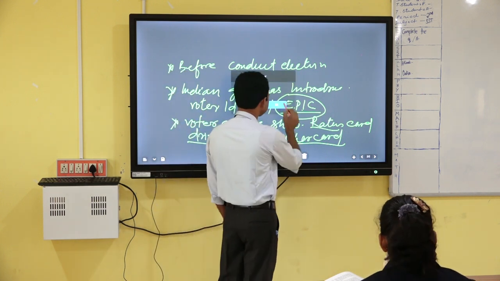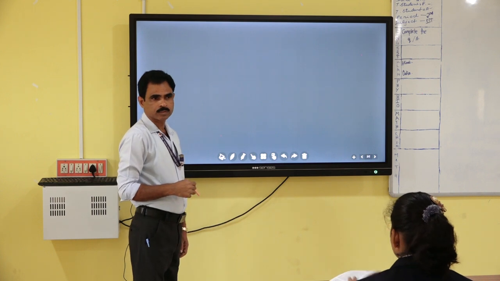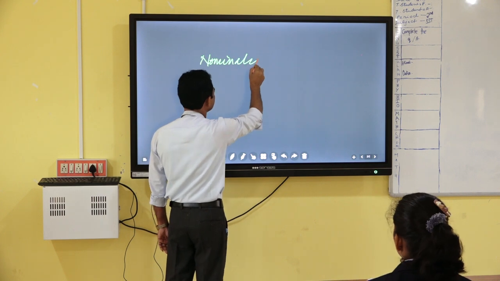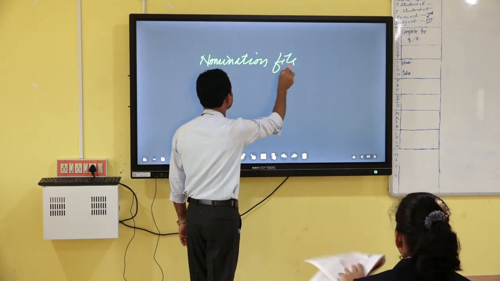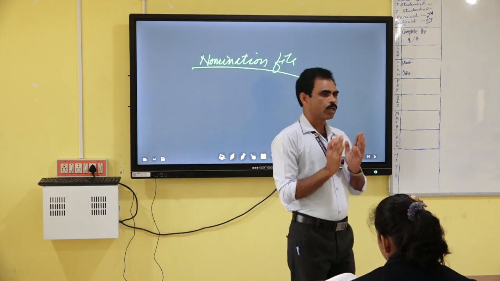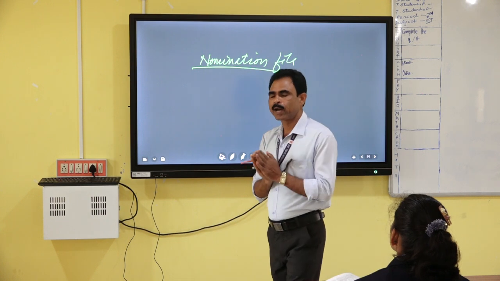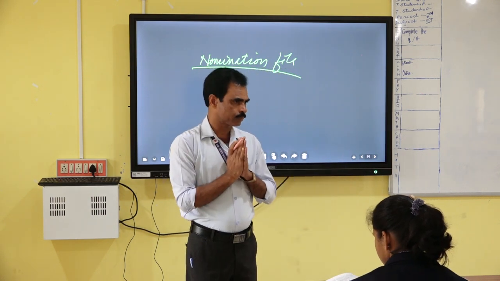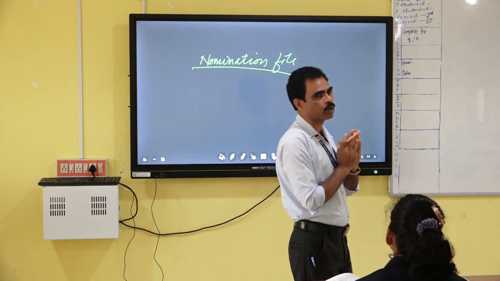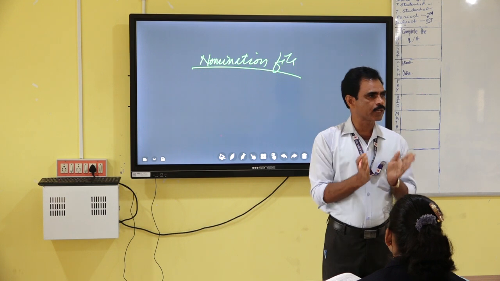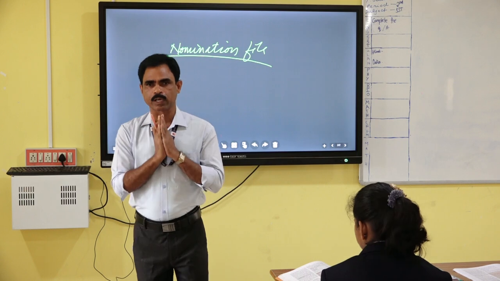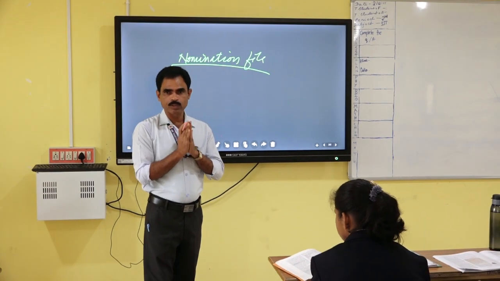So next, the nomination file. What is the nomination file? The next process. When a representative or candidate gets support from a political party and the party symbol is given to him or her to contest in the election, this is called the party ticket.